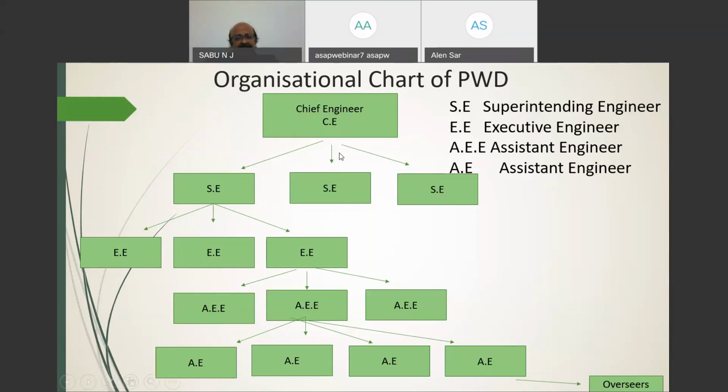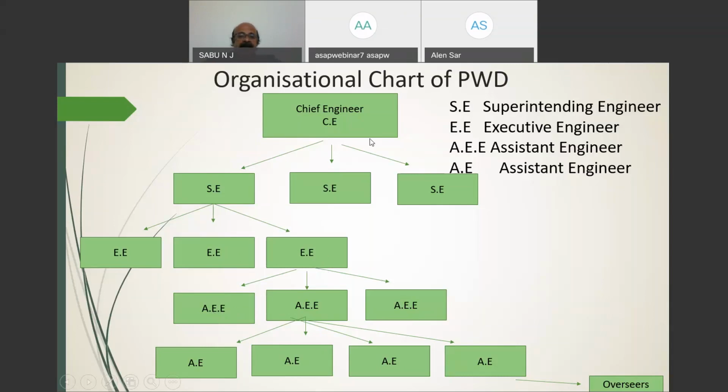So this organizational chart shows the vertical hierarchy of the officers employed in the organization, and each officer has to perform particular functions and responsibilities entrusted to him. That will be discussed next. Here, these are the division heads, executive engineers or divisional engineers, and again each division is subdivided into subdivisions. And each subdivision is headed by an assistant executive engineer. That can be read from here.